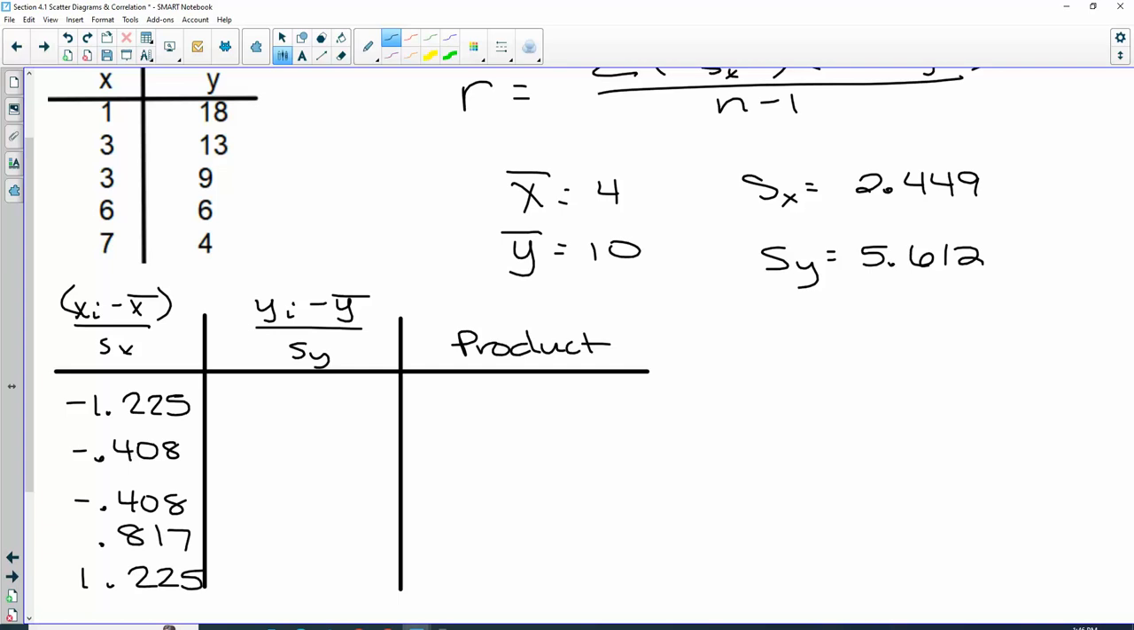So, I got those values for my x. Does everyone understand where I'm getting these? And then if you hit second enter, you can bring it back and just change. Alright, so now we do the same thing for our y. So our first y value was 18 minus the mean for my y, which is 10, divided by 5.612.